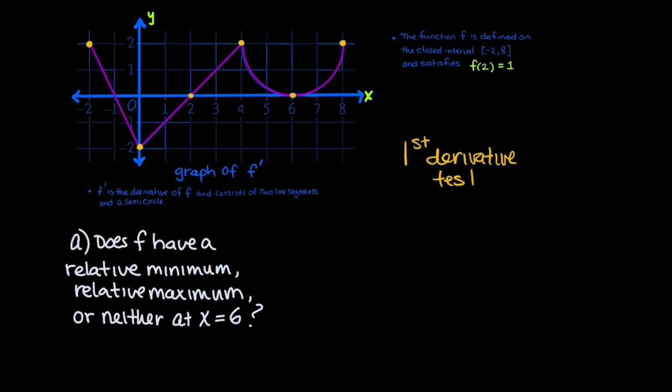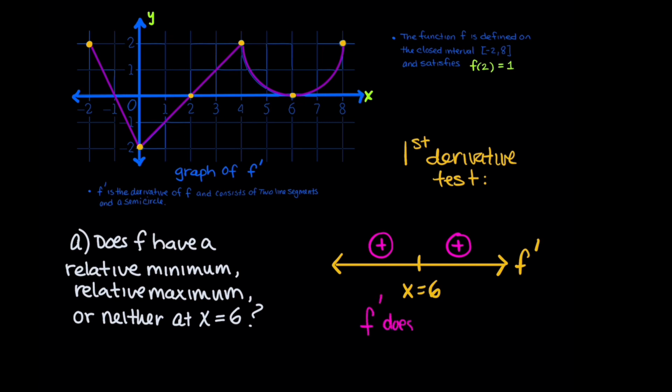To find this out, we will use the first derivative test. Setting up a number line for x equals 6. For f prime, we are testing the sign of the first derivative. To the left of x equals 6, it's positive. And to the right of x equals 6, f prime is still positive. Therefore, no sign change has taken place for f prime. And that means that there is neither a relative minimum nor a relative maximum at x equals 6.